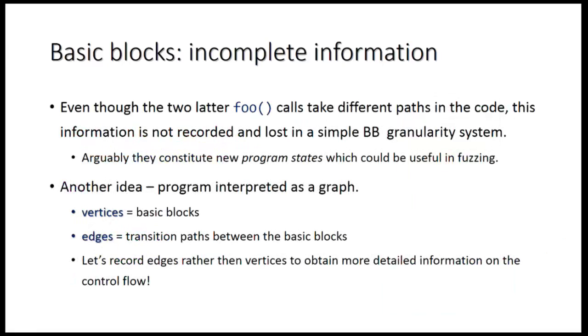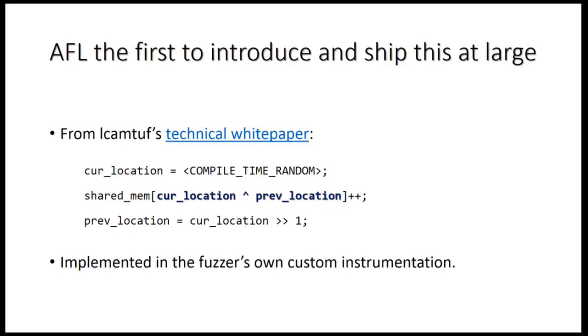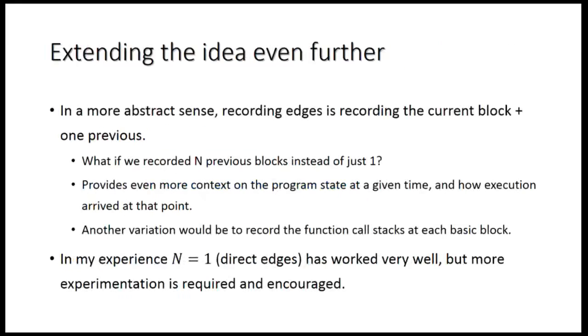So another idea for approaching measuring code coverage would be to not measure basic blocks, so not the vertices of the graph of the code execution, but the edges. And this is, of course, what AFL is trying to do. They were the first to introduce this and ship it at large. And you can read in the technical white paper of AFL that they are noting the combination of the current location that is reached in the code and the previous location inside of the bitmap of all basic blocks. So yes, but we could also extend this idea even further.